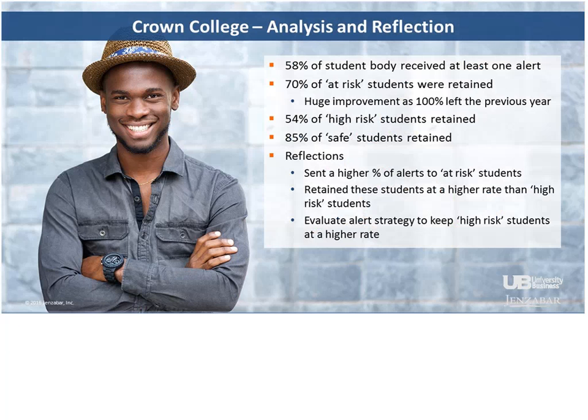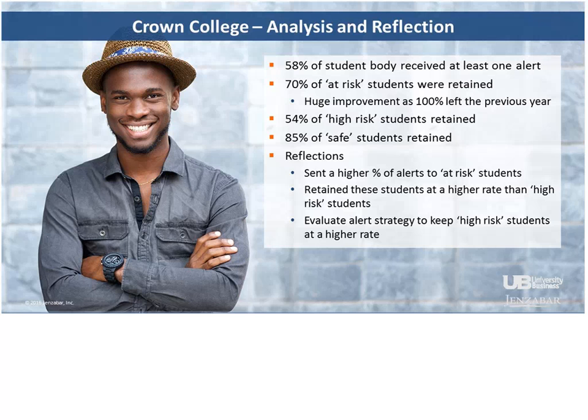So 58% of our student body, our entire student body, not just our freshman cohort, received at least one alert. And we feel really good about that, because our students are getting noticed, people are interacting with them, and people are getting others involved in things that students might be challenged with. When we looked at our students that came back for the spring, 70% of our at-risk students retained. If you contrast that to our at-risk students from the fall of 14, 100% of them left. So 70% of them retained is a huge improvement.